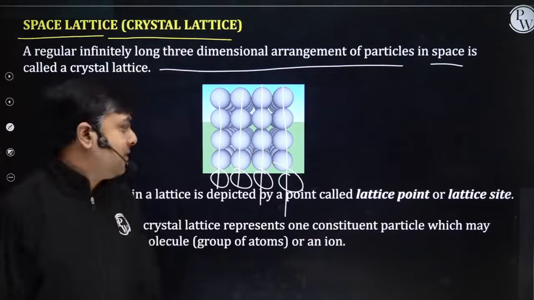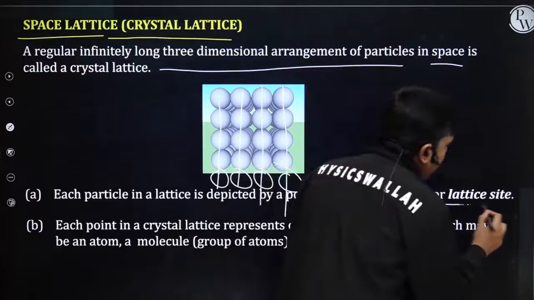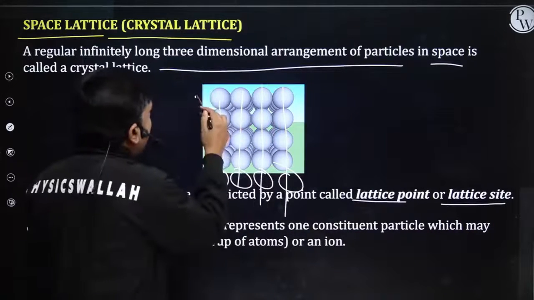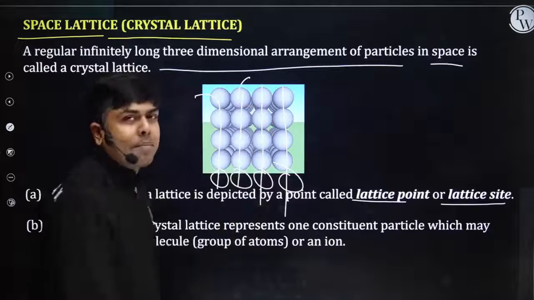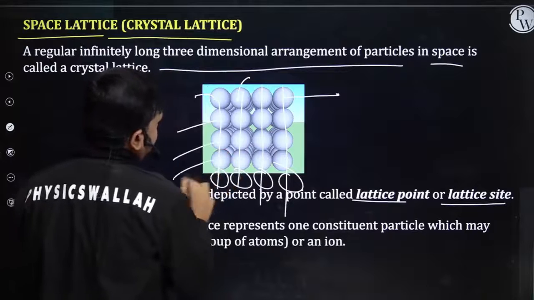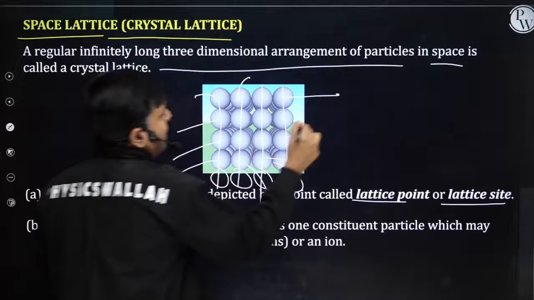Am I clear, students? The next important term, lattice point. Students, basically in this crystal lattice, each and every constituent particle is represented by a point, and these particles are referred to as lattice points.